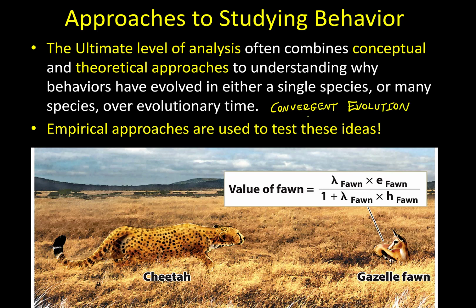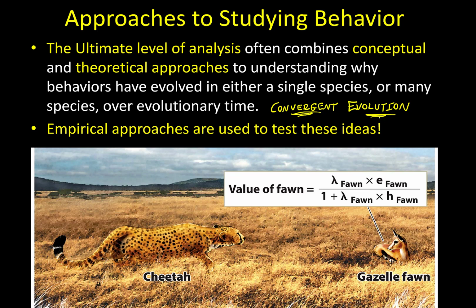Convergent evolution happens when a certain behavior is so helpful at keeping you alive or helping you to reproduce that it evolves independently in many different animal species that are not closely related to each other.